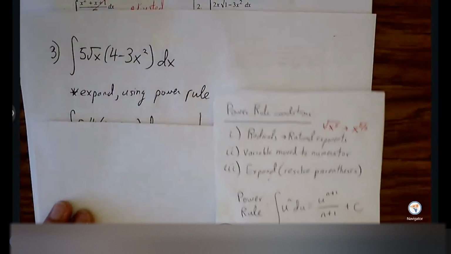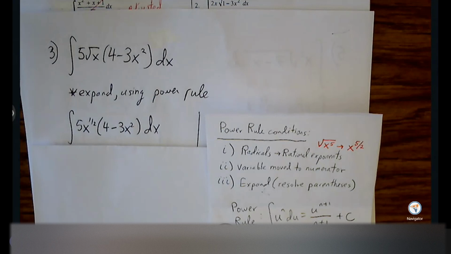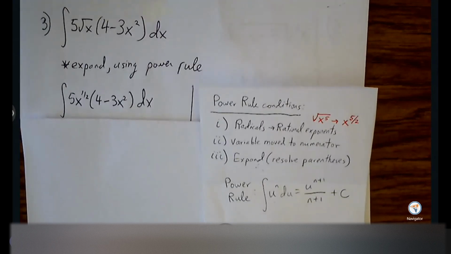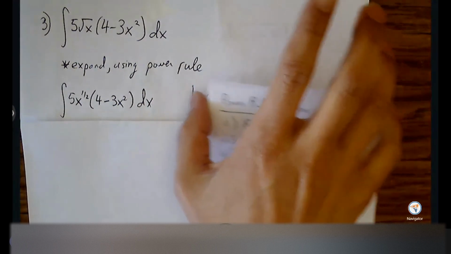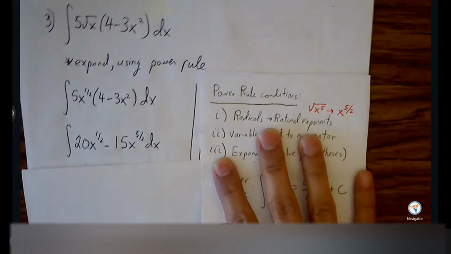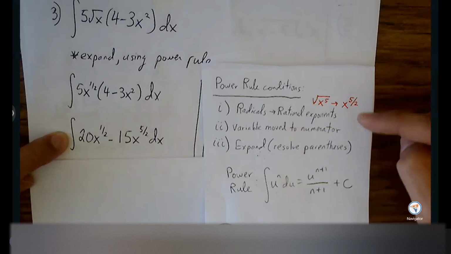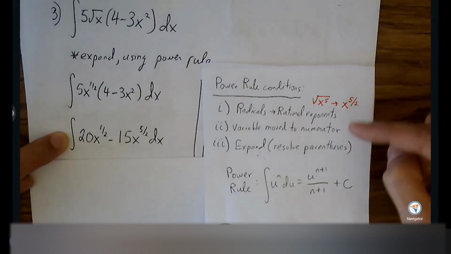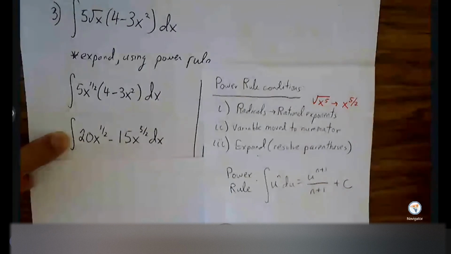So I'm going to expand using power rule. Rewrite that square root of x, that's x to the 1/2. Distribute through. Remember, when you multiply your x's, you're going to be adding exponents. So once I'm at this step, all my conditions are good to go. No radicals, no denominator variable, no more parentheses. We're ready to do power rule here.